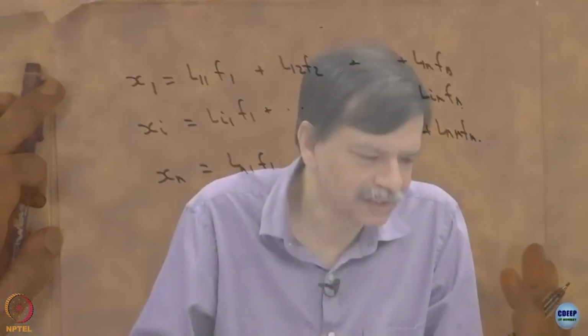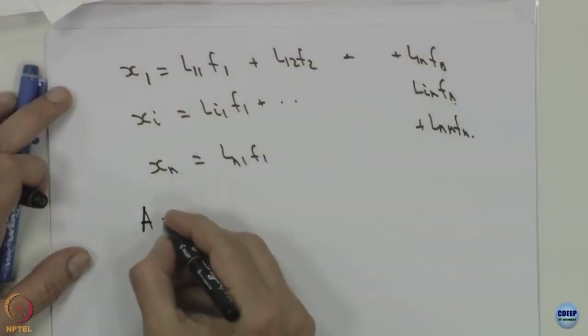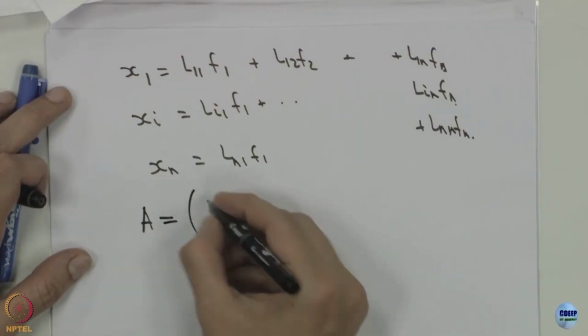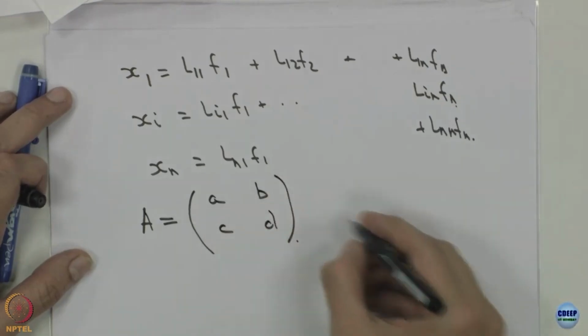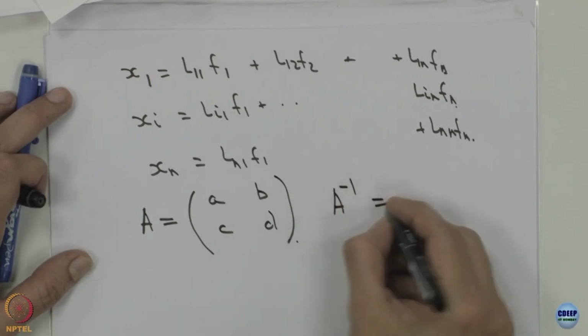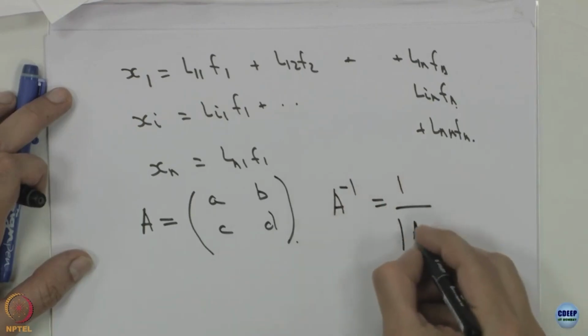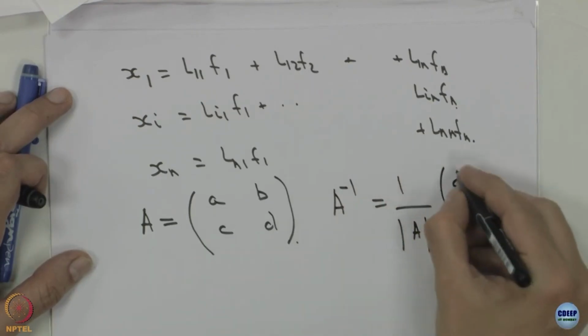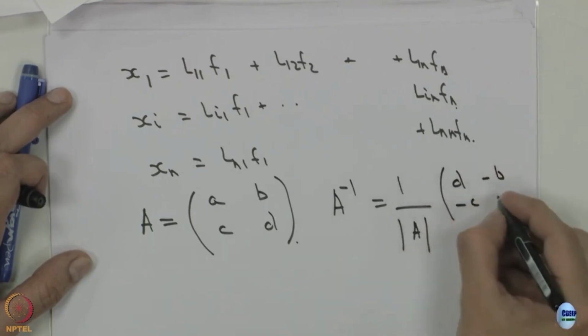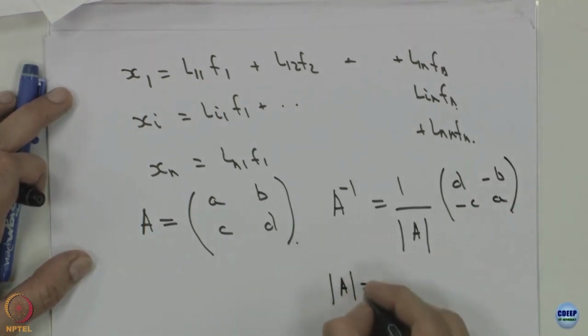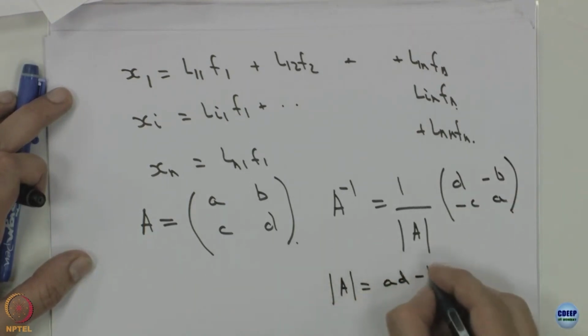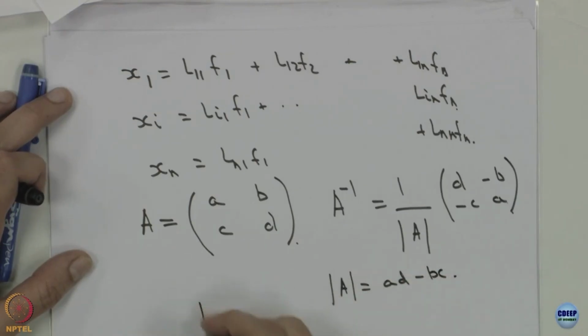So we have to calculate in each case the Leontief inverse. For instance, you may remember, if you look at a 2 by 2 matrix, if you have A is equal to [a, b; c, d], we can calculate A inverse, which will be nothing but 1 over the determinant of A times [d, minus b; minus c, a], where the determinant of A is AD minus BC. And of course, the determinant of A should not be equal to 0.